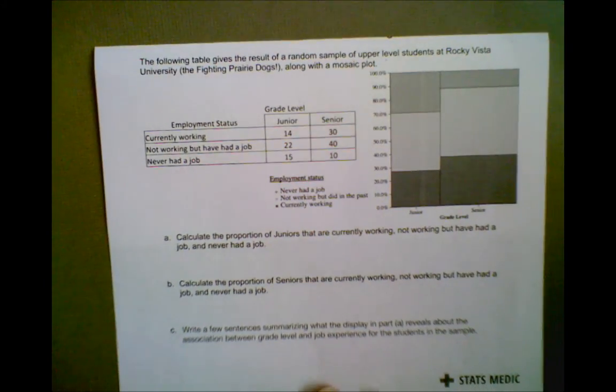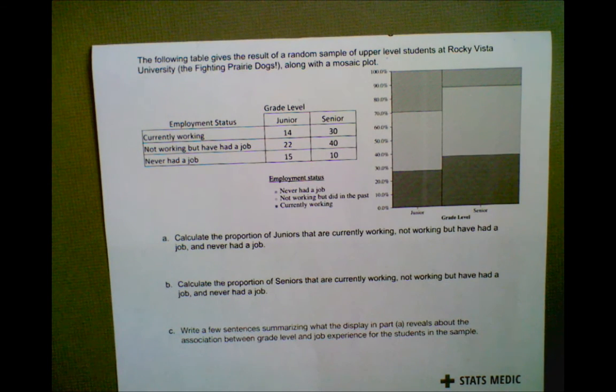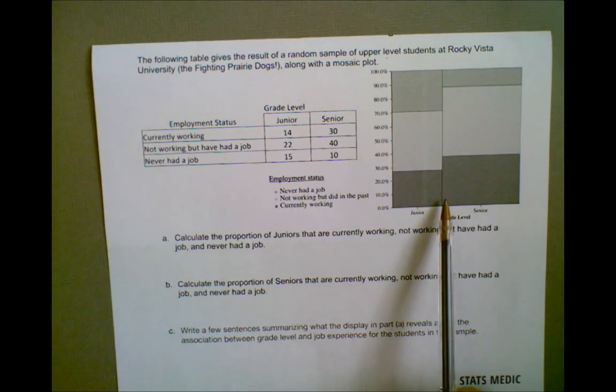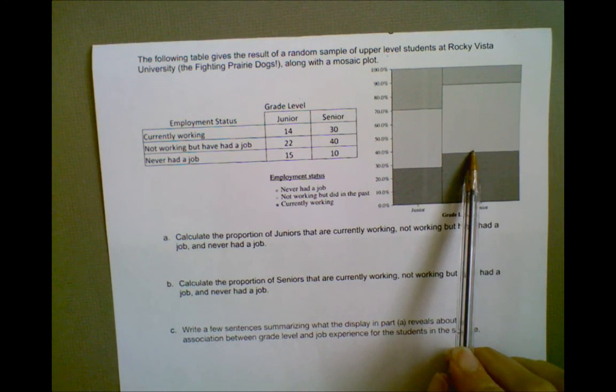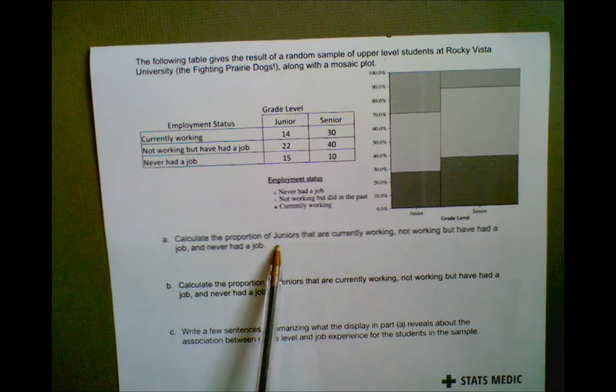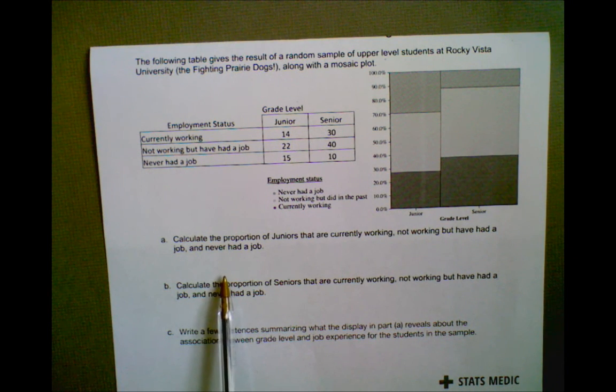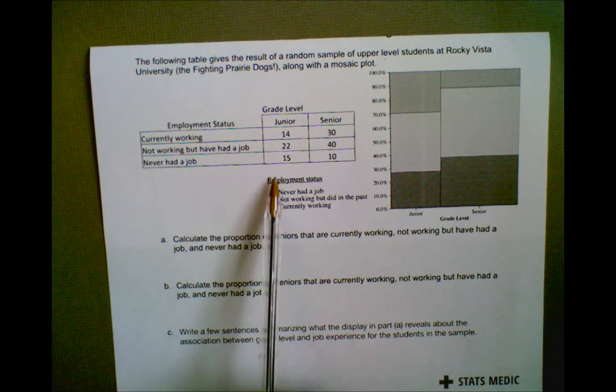We're going to go ahead and take a look at this check your understanding question for Mosaic plots. So we have another example. This time we're looking at employment status along with grade level. And so we have the Mosaic plot. We're going to go ahead and calculate some proportions here and just see how they tie to this Mosaic plot. So here, proportion of juniors that are in each of the working or employment status categories. We do need the total number of juniors.